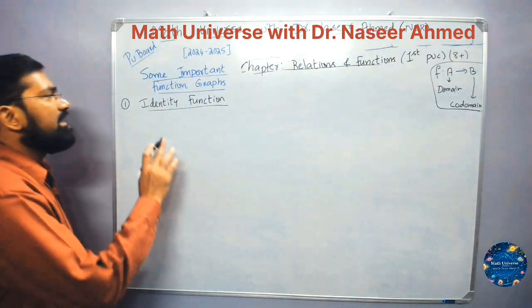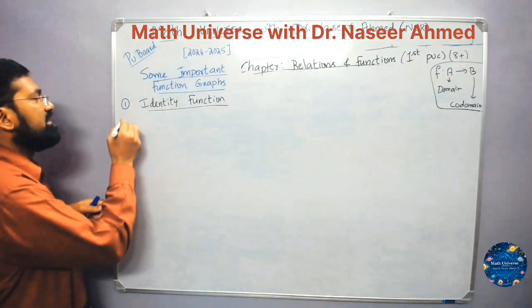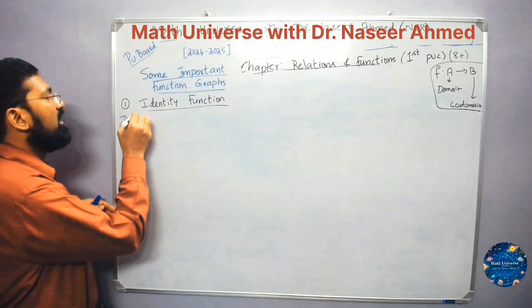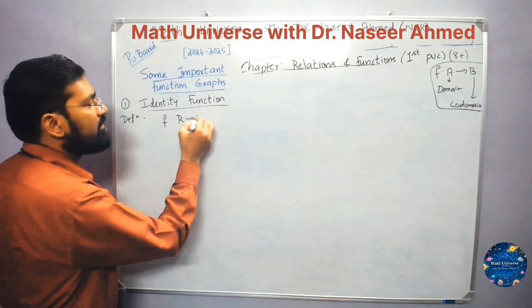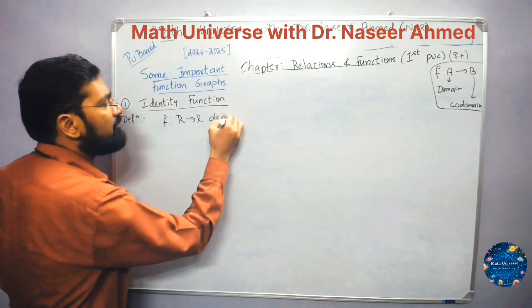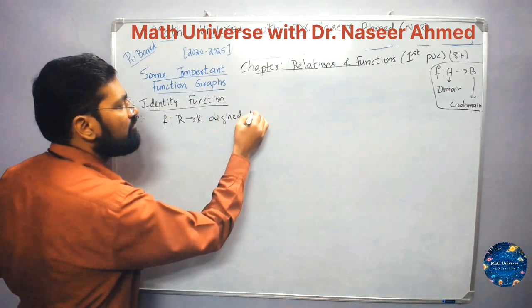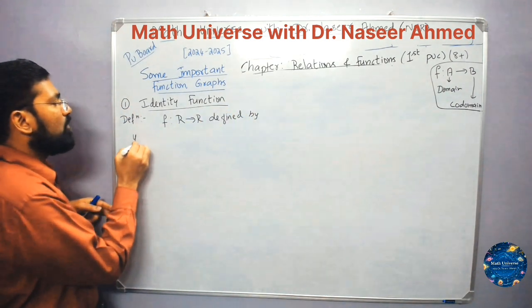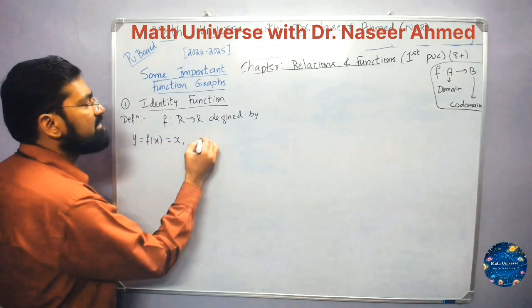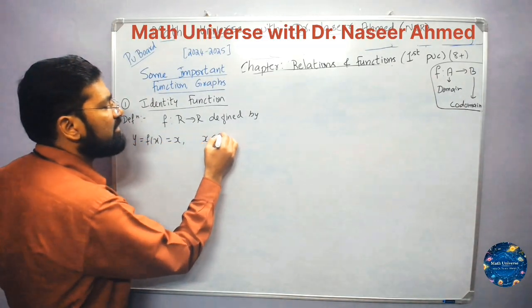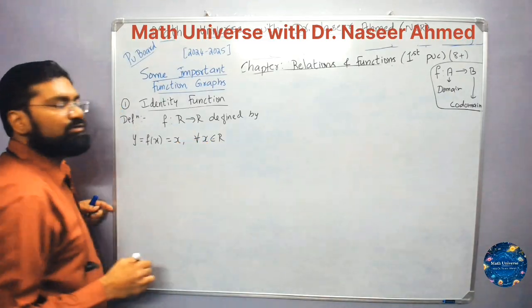Okay. So identity function is defined as: a function f from R to R defined by y equal to f of x is equal to x. This is where x belongs to the real numbers. All the x belongs to real numbers.